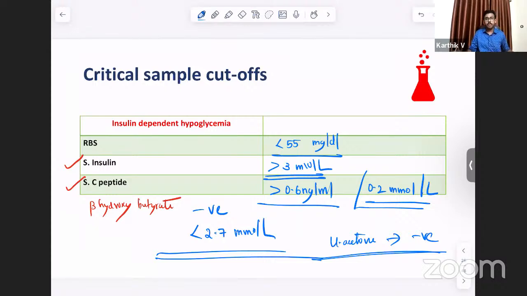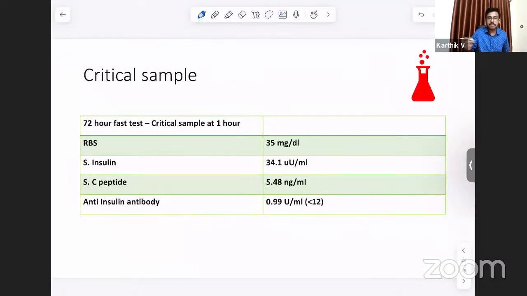Okay, so these are the cutoffs: blood glucose of less than 55, a serum insulin of more than 3 micro international units per ml, and a C-peptide level of more than 0.6 with a suppressed ketone body level. Now, look at the values in my patient. The blood glucose was 35, which is well less than the cutoff of 54 or 55. Okay. And insulin definitely is more than 3 milli international units per liter or micro international units per ml. Both are the same. So it is more than 10 times elevated above the cutoff.